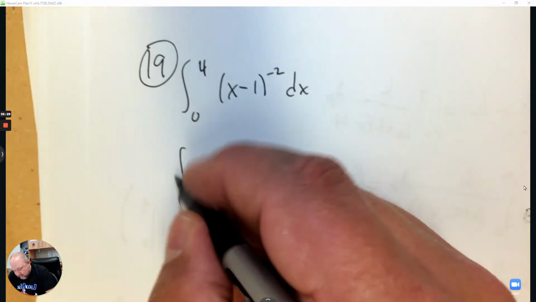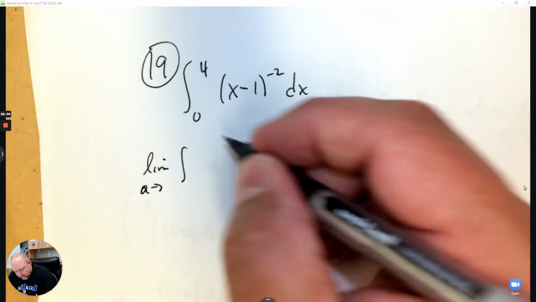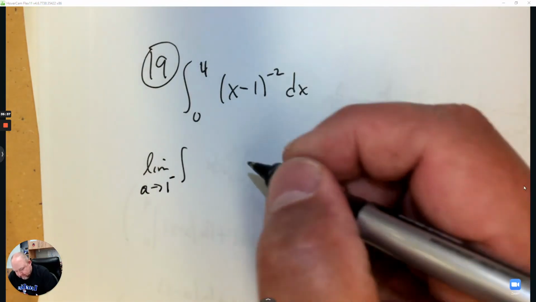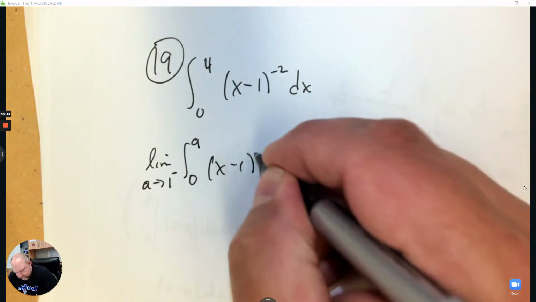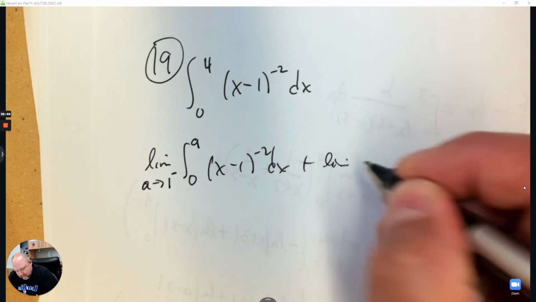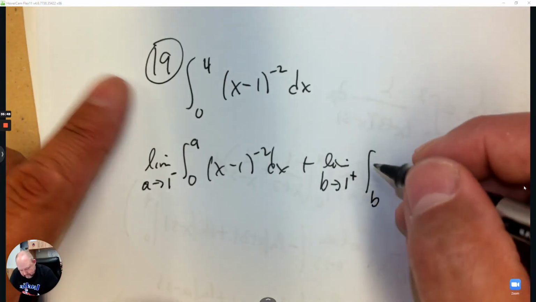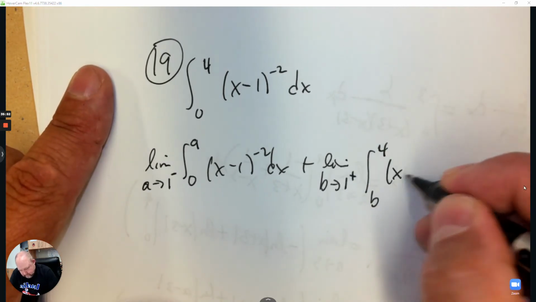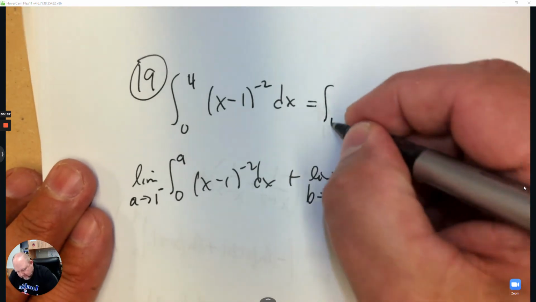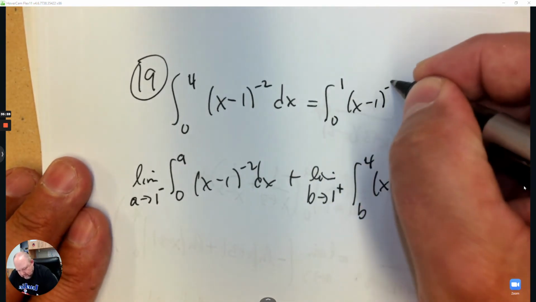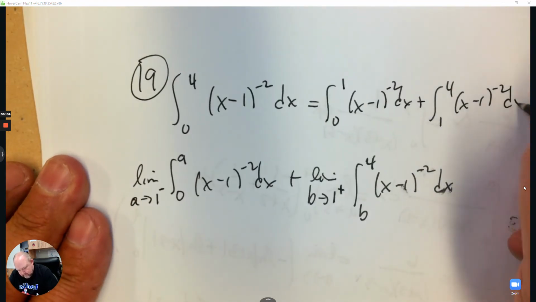So we're going to take the limit as a approaches 1 from the left, going from 0 to a, plus the limit, we'll use b from the right, going from b to 4. And if you want, you could do this ahead of time, 0 to 1 of (x minus 1) to the negative, plus 1 to 4. And that's what we're doing.